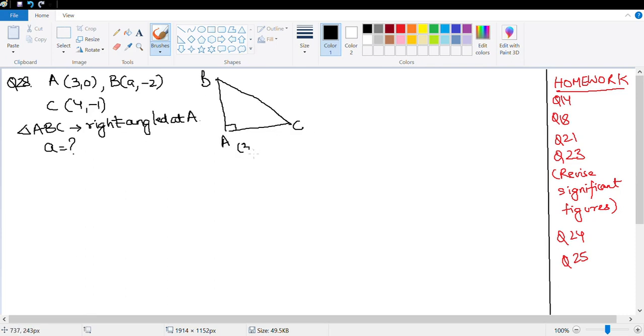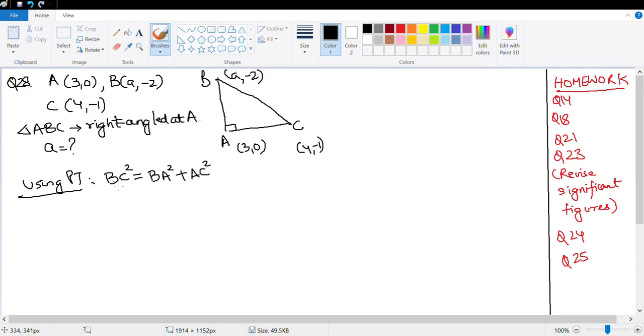A is (3, 0). B is given as (a, -2), and C is given as (4, -1). We need to find the value of a. So it's a right angled triangle, which means using Pythagoras theorem, what I get is BC square will be equal to BA square plus AC square. Done.